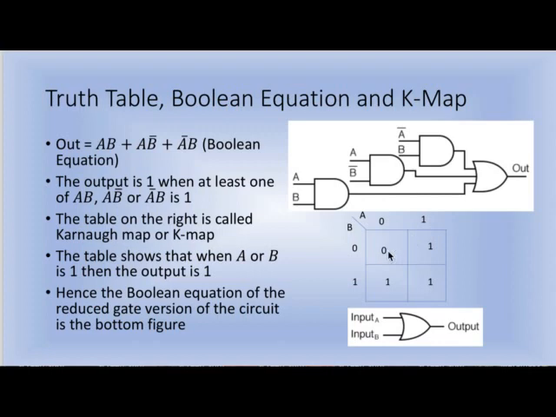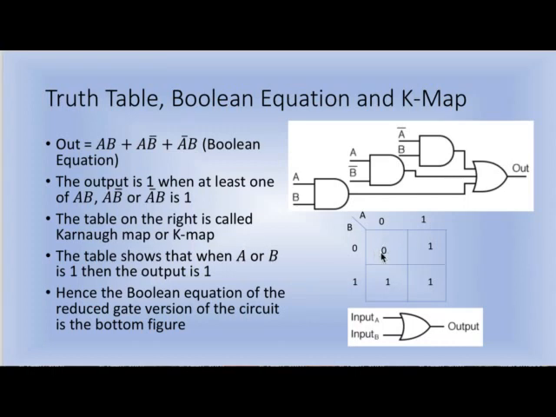In the table, the possible values of input A are shown at the top, that is, the input A can be 0 or 1, and the possible values of input B are shown in the left, 0 or 1, and the cells formed by the columns and the rows contain the output values of the Boolean equation.